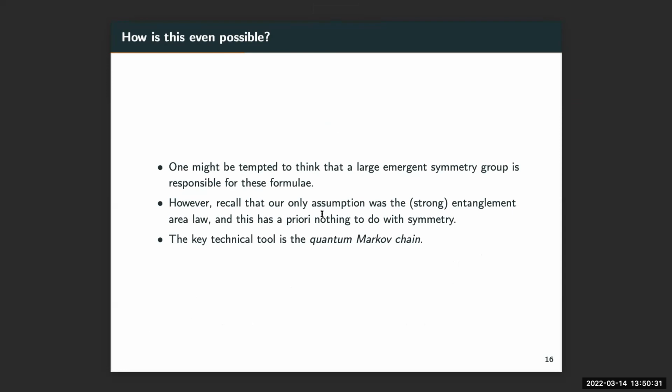Because this is supposed to be an overview talk, I thought it'd be good to tell you about the basic idea behind how these identities are derived in the first place. And the key technical tool in all of this turns out to be an object called a quantum Markov chain.